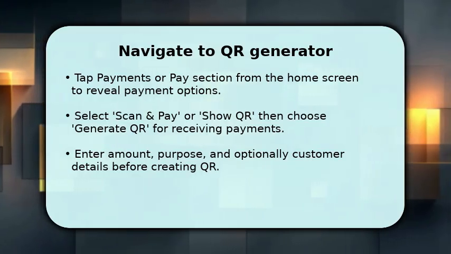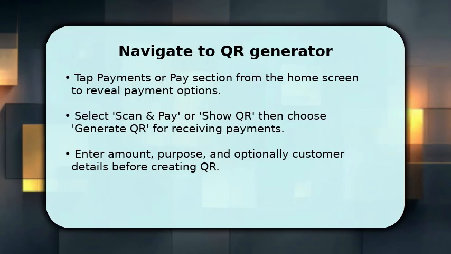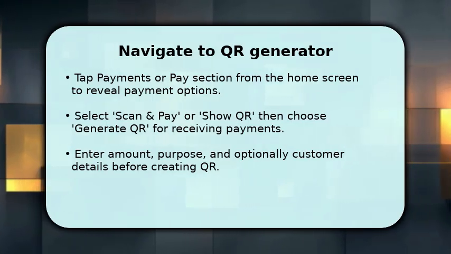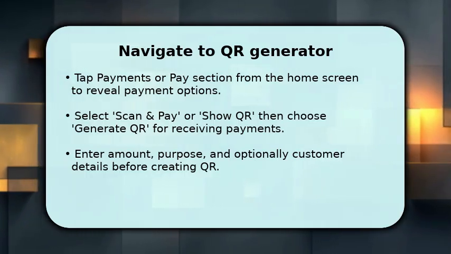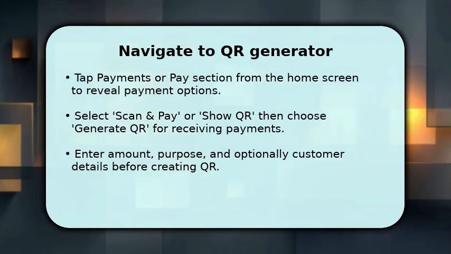You now move through the app, tap payments or pay on the home screen so you reach scanning and QR features. This grouping exists to keep scanning and receiving functions together. Next, select Show QR or Generate QR because this creates a merchant or personal code tied to your account.